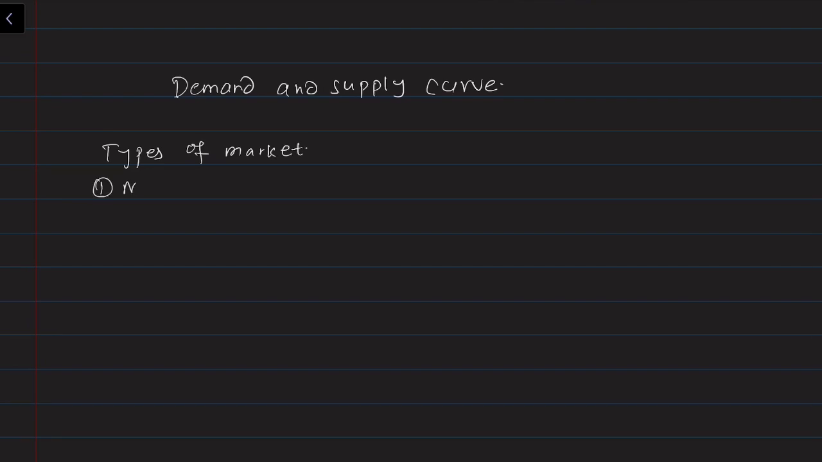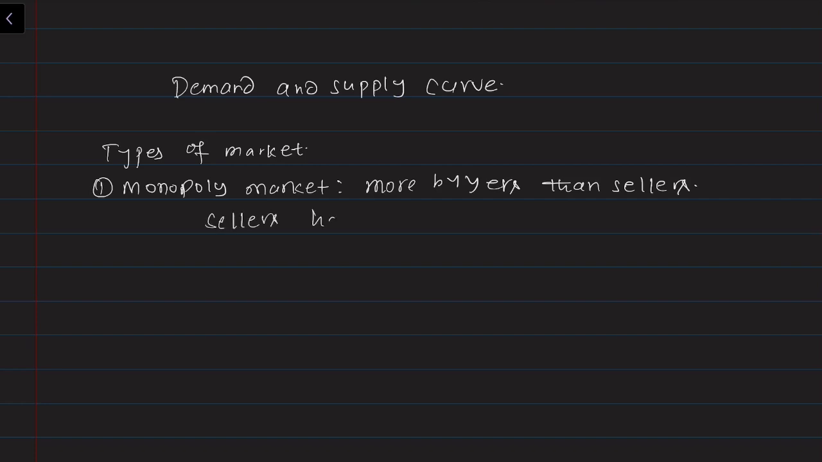So the first type is monopoly market. In this market there are more buyers than sellers. So sellers have bargaining power.